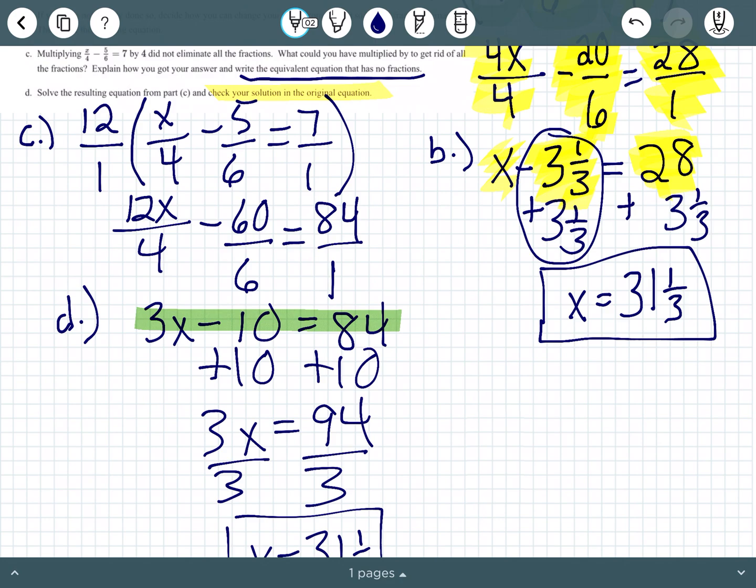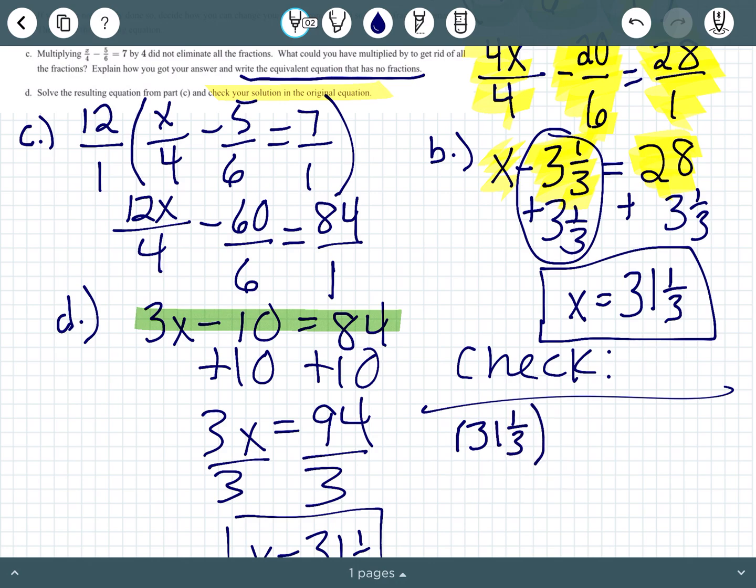So another thing to remember when we plug in to solve is that we need to use parentheses around our solution. So if I am doing my check, I am going to have my 31 1/3 in parentheses over 4 minus 5/6 equals, we can just leave it as 7.